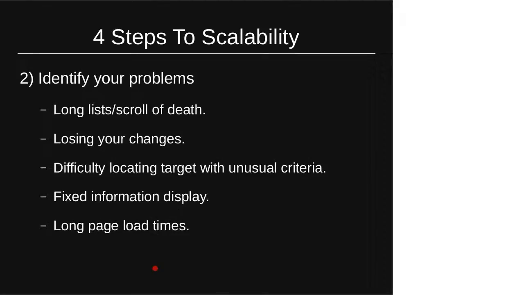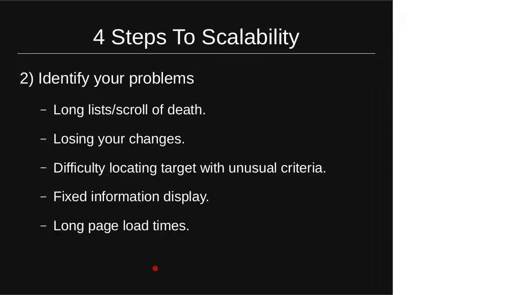And next, you want to understand what your current problems are. You want to look at your interface and say, what is really hurting us right now? Some examples of this are long lists of information, or the scroll of death, where you show a whole bunch of information on one page and people have to scroll through a very, very long page. If you lose your changes on a page, so say you're editing 100 users at once and the user clicks somewhere else or wants to search for something else, and they've lost all their changes that they just entered. If you've ever lost changes for 100 or more users, you can understand that that's a huge pain.